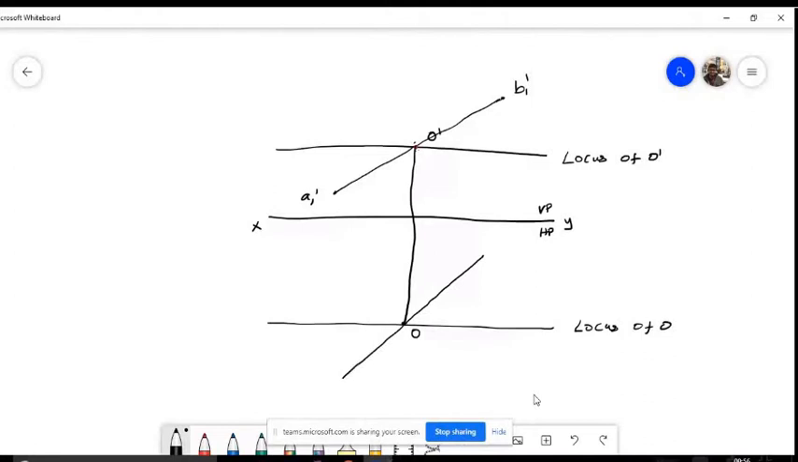Sir, we can incline this line in the opposite quadrants also, sir. How will we know that we have to draw it in that quadrant? Can you say it again? Sir, we can draw this 45-degree line in the opposite way also. Yeah, you can do that. Nothing wrong in that. It won't change the answer.